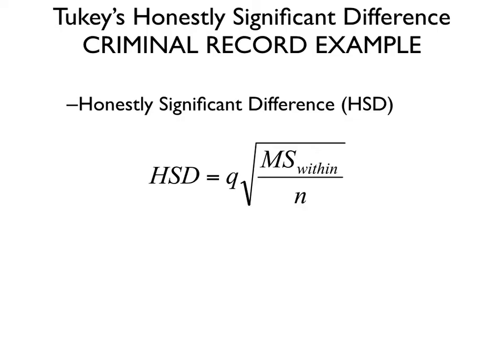Okay, so first we're going to do Tukey's HSD. That mean squared within that we calculated for the criminal record example was 5.33. We had an N of 5 in each group. Now this is why you can only use Tukey when you have equal group size.